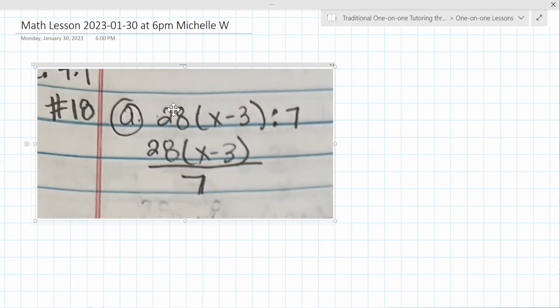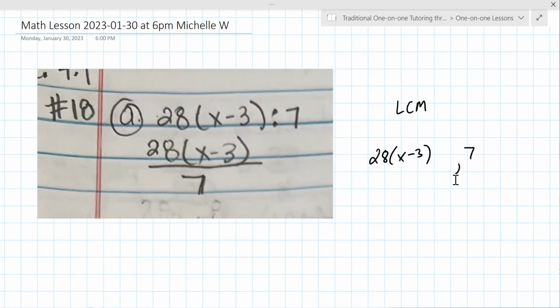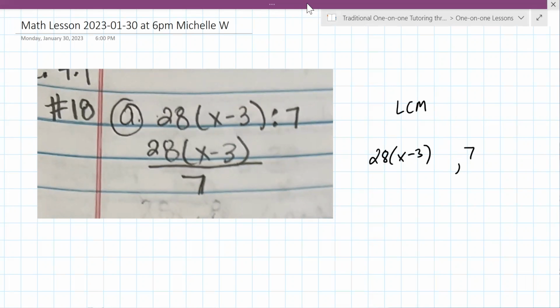Yeah, instructions would help here. It looks like you need to come up with the least common multiple between 28 times x minus 3 and 7. Is that possibly it? Yes. Okay. So it's kind of like you look at what does one have that the other doesn't? And you start with the number.